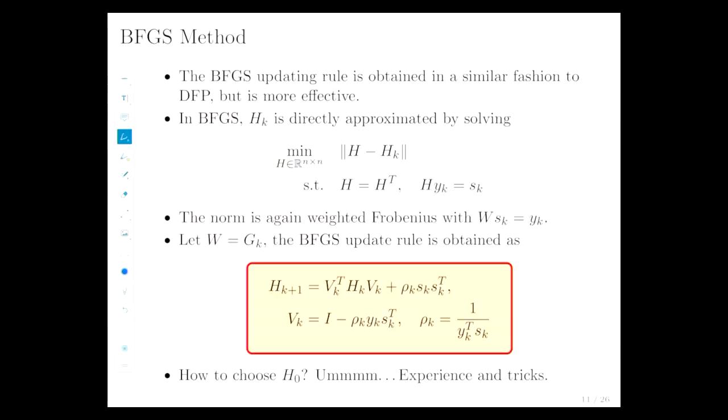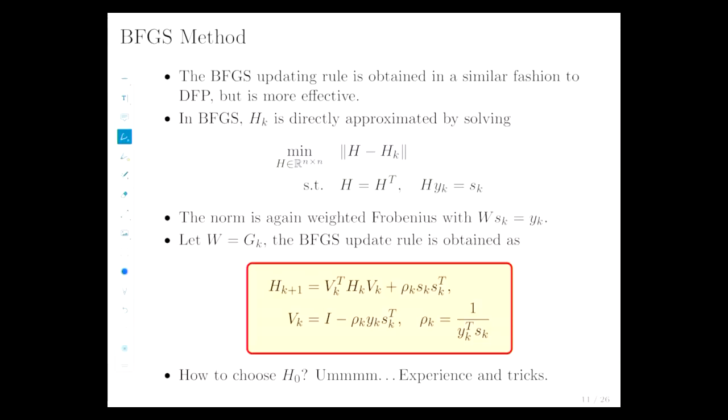With the same choice of weighted Frobenius norm, the same choice of W, but this time W is G_k instead of G_k inverse, and the same sort of algebra, we end up with this iterative update as well. They look very similar because they come out of the same sort of machinery. But now we don't need to worry about the Sherman-Morrison update anymore.